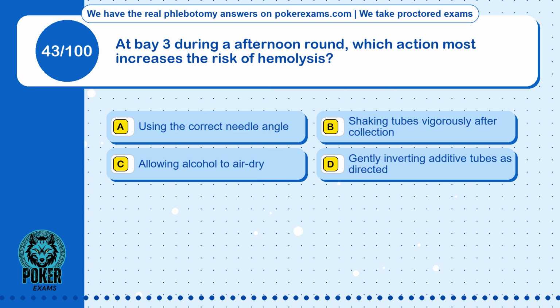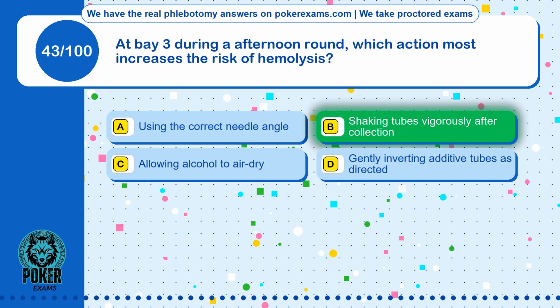Question 43. At Bay 3 during an afternoon round, which action most increases the risk of hemolysis? Option A. Using the correct needle angle. Option B. Shaking tubes vigorously after collection. Option C. Allowing alcohol to air dry. Option D. Gently inverting additive tubes as directed.